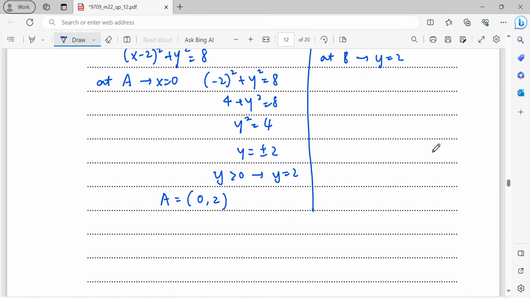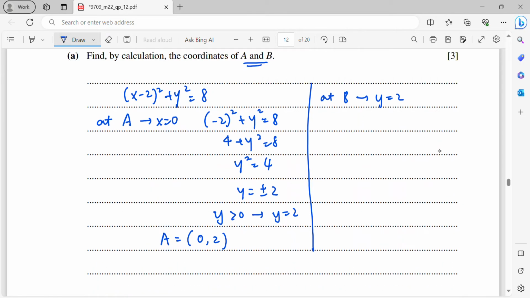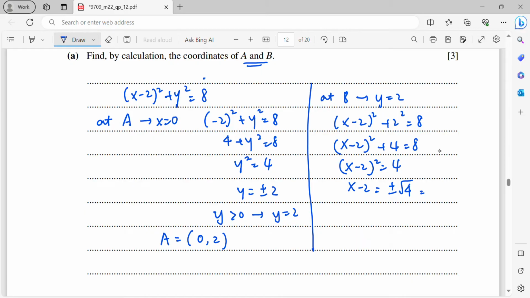Now I just need to substitute this y equals 2 into the circle equation. So (x minus 2) squared plus 2 squared equals 8. So (x minus 2) squared plus 4 equals 8. That means (x minus 2) squared is 4. So now x minus 2 is plus or minus the square root of 4, which is plus or minus 2. So now x minus 2 equals 2, or x minus 2 equals minus 2.